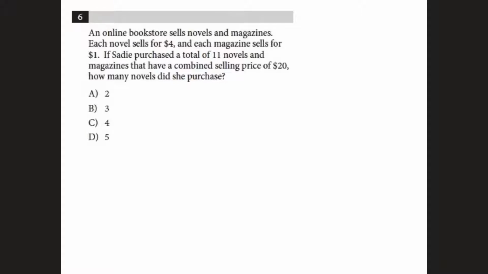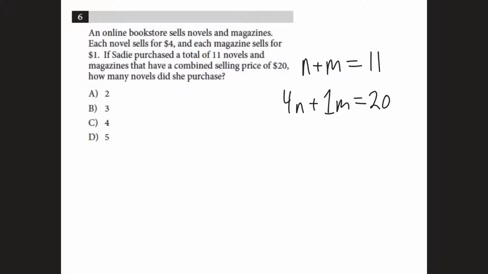Number 6. An online bookstore sells novels and magazines. Each novel sells for $4 and each magazine sells for $1. If Sadie purchased a total of 11 novels and magazines that have a combined selling price of $20, how many novels did she purchase? Okay, so this is a system of equations. We know that she purchased some novels plus some magazines, for a total of 11 items. The novels were selling for $4, the magazines were selling for $1, and we know she spent a total of $20.